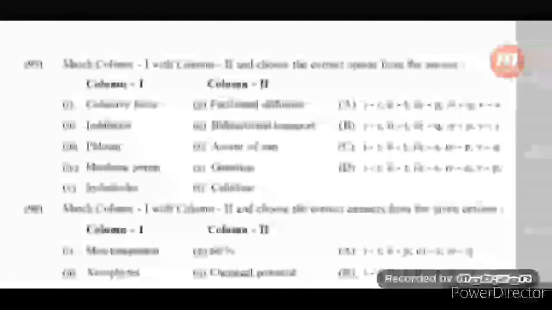Now if you come to the options, option A, they have given that cohesive force, it is the ascent of sap. Imbibition, it is the cellulose. Phloem, it is the facilitated diffusion. Membrane protein, it is the bidirectional transport. And hydathodes, it is guttation. That is option A.